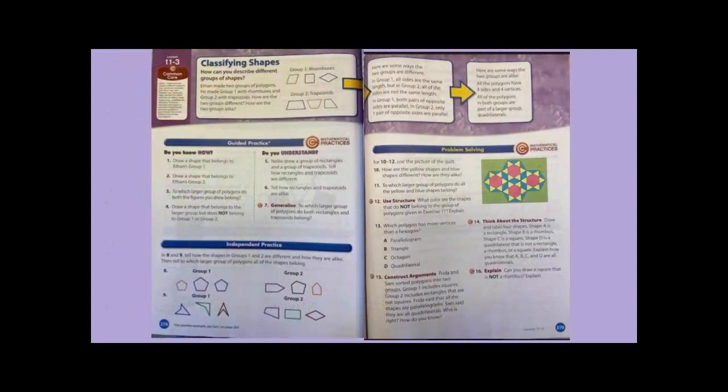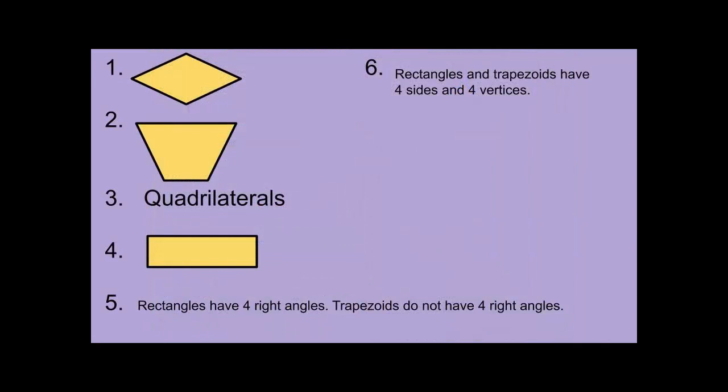Number 6. Tell how rectangles and trapezoids are alike. I think for this one, I'll keep it pretty simple. Stop the video and write your answer. I went with the most obvious answer. Rectangles and trapezoids have 4 sides and 4 vertices. They also have 4 angles. They're quadrilaterals.